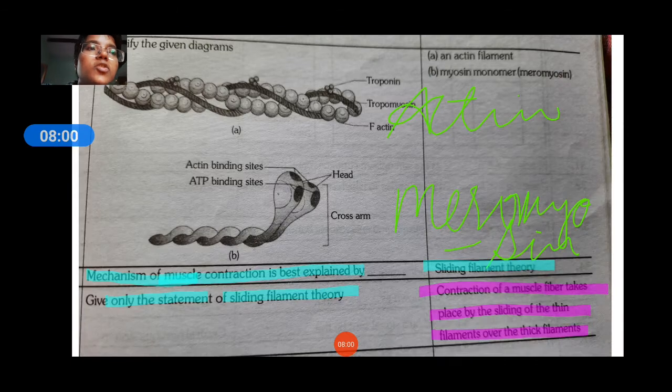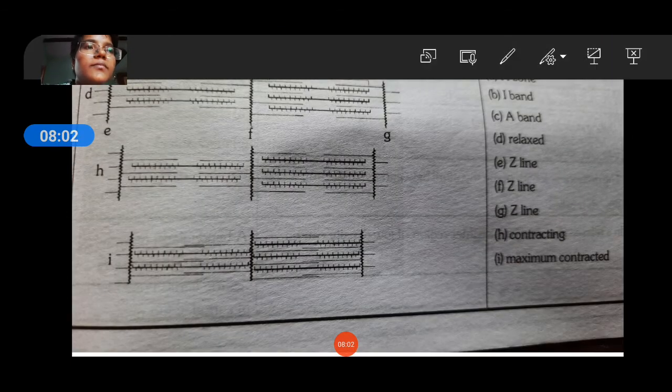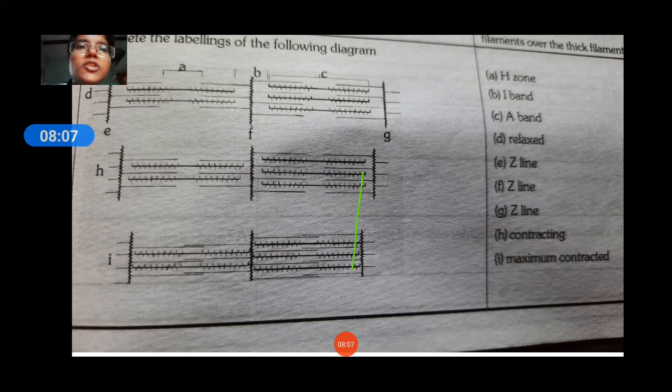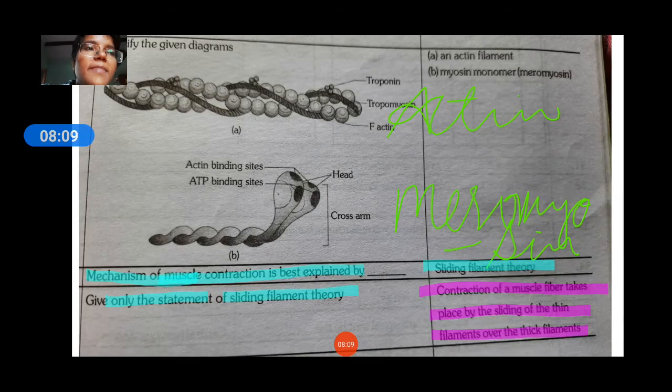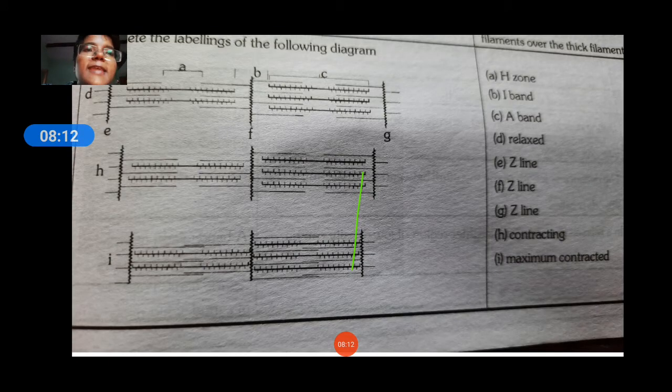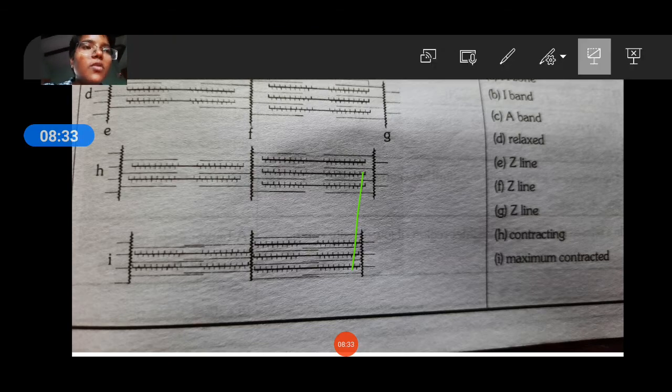A is H zone, B is your I band, and C is A band, D is relaxed state, and E is Z line, G is Z line, and F is your Z line, H is your contracting, and I is maximally contracted. So let me draw.